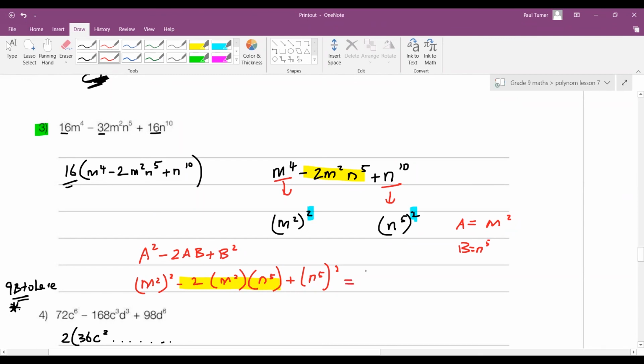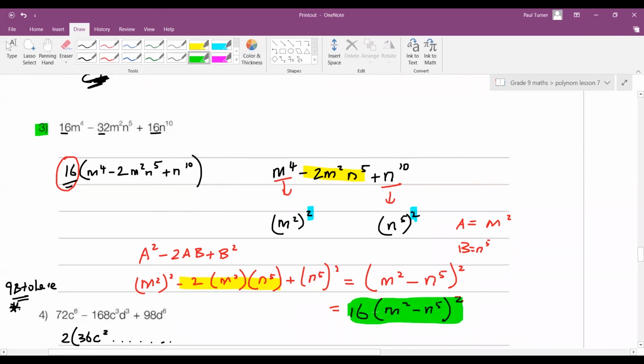This is all finished. So then we can write our final factors as (m^2 minus n^5) power 2. But remember, we had a 16 in front of that. So you need to put 16 in front here. So don't forget the original factor. 16 (m^2 minus n^5) all squared. So that would be your final answer there as the final.